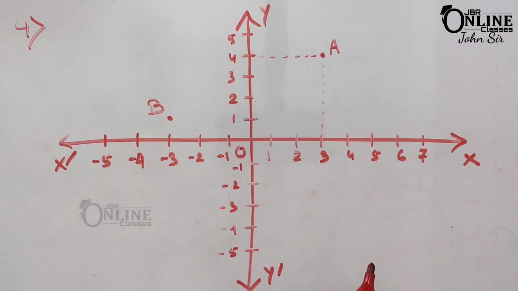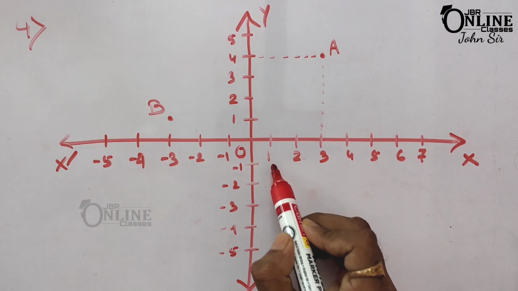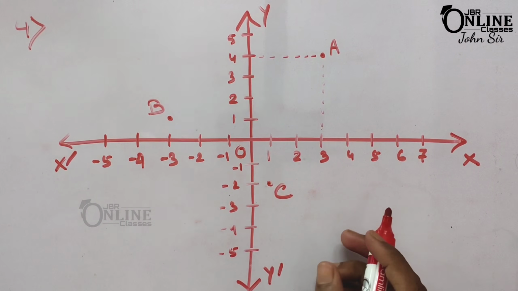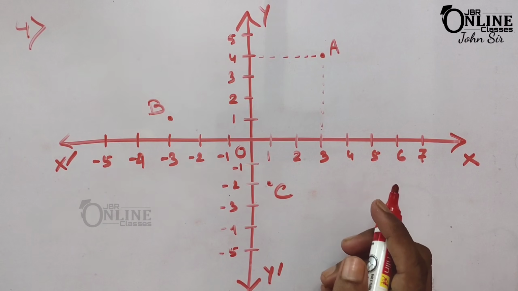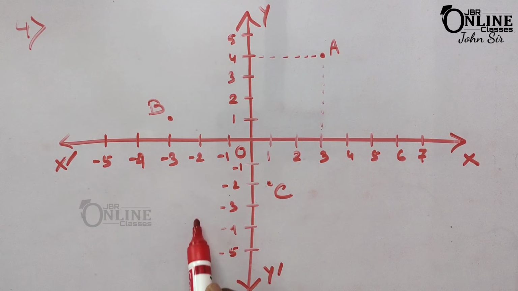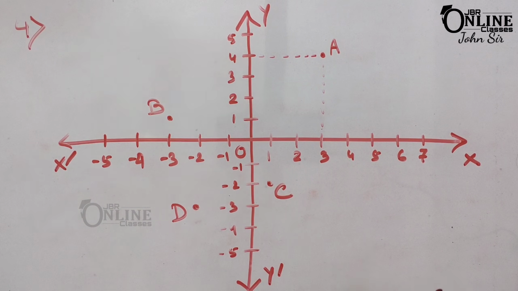Now the next one, C, 1, -2. So see here 1 and then -2, that means downwards, so -2. So this is the point C. Next D, -2, -3. Okay, so here 1, 2, -2, and then -3, that means here. So this is the point D, -2, -3.